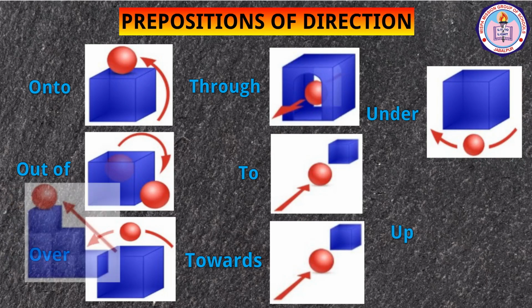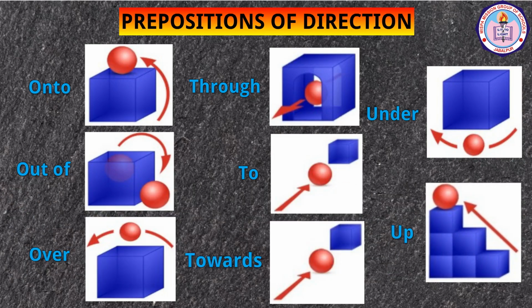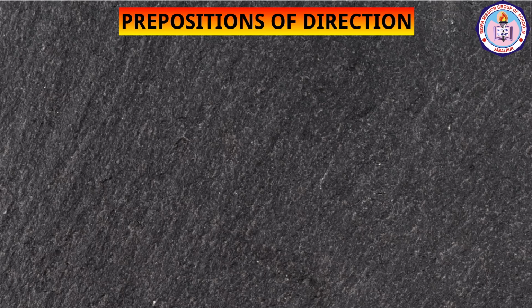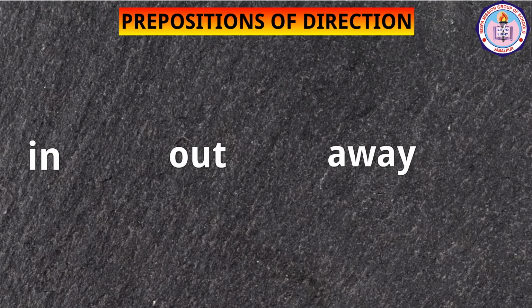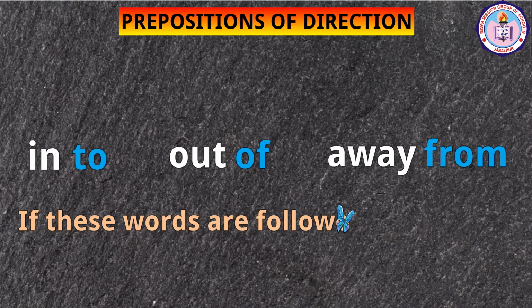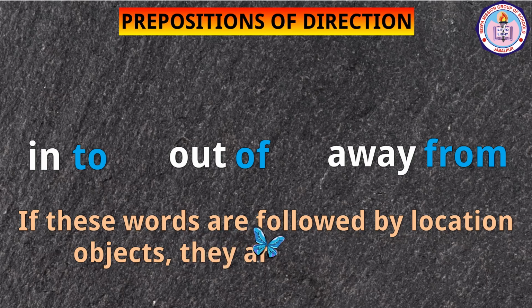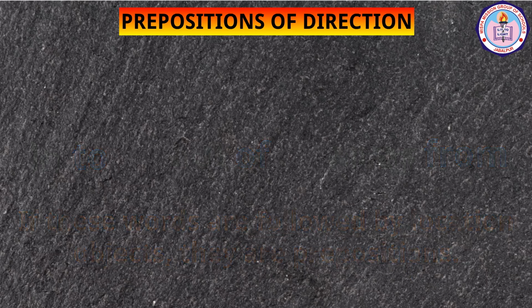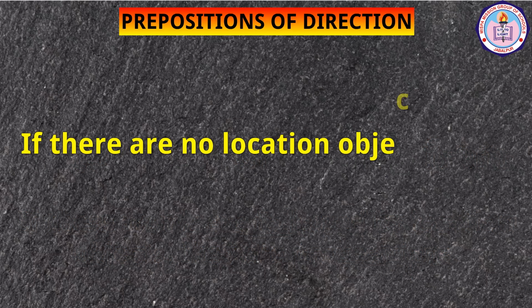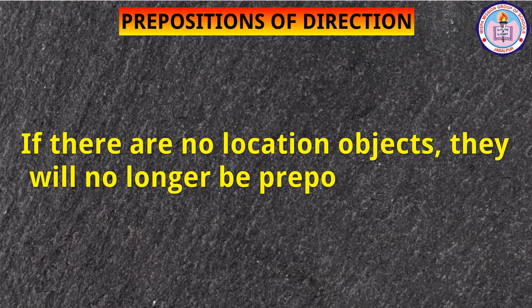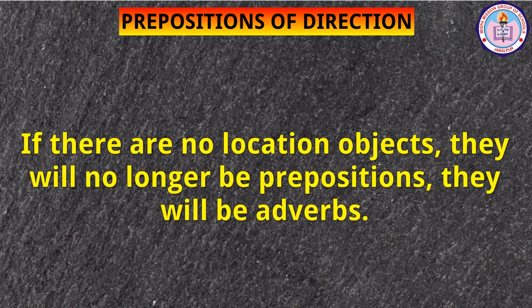Up. The red ball is rolling up the blue stairs. In the pictures shown, you must have noticed that some words such as in, out, away are followed by an addition of to, of, from. If these words are followed by location objects, they are prepositions. If there are no location objects, they will no longer be prepositions, they will be adverbs.